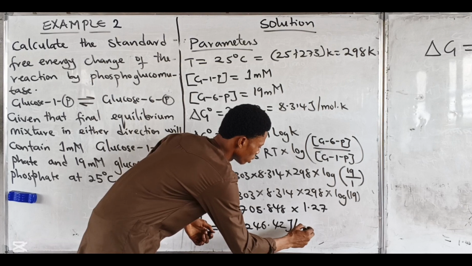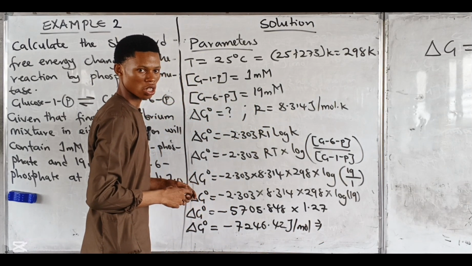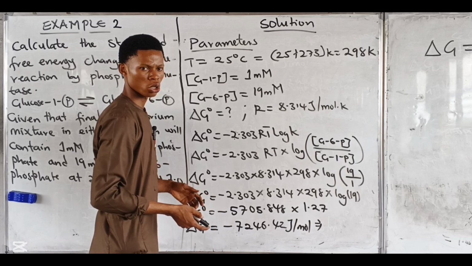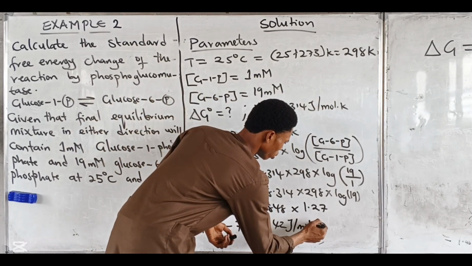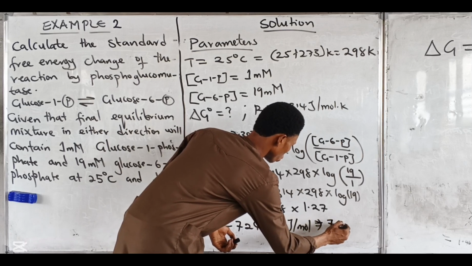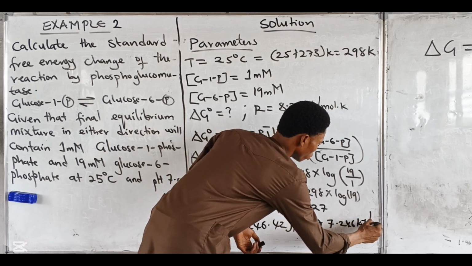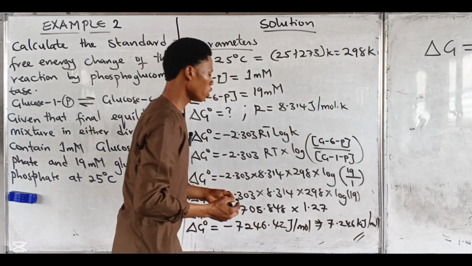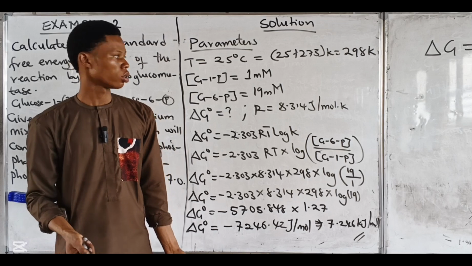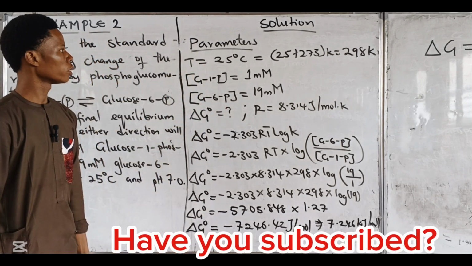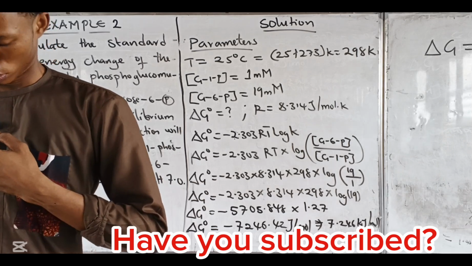Joules per mole, right? But if you want to convert this to kilojoules per mole, you divide by 1000, right? So that will be 7.246 kilojoules per mole. If you leave your answer in joules per mole, you are correct. If you leave your answer in kilojoules per mole, you are correct also. Alright, so basically, this is how to go about this. Write it down.